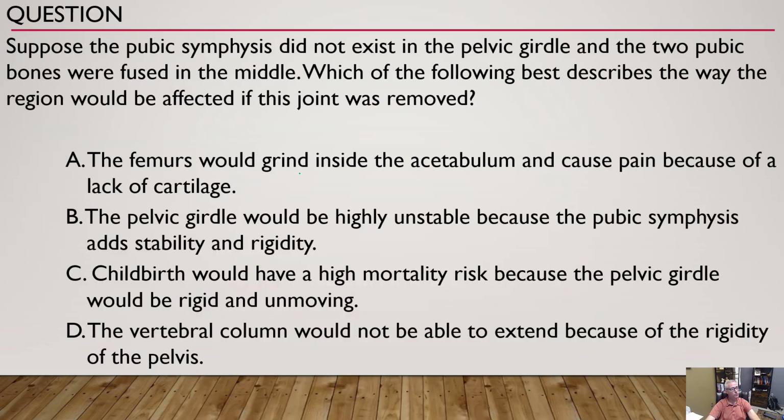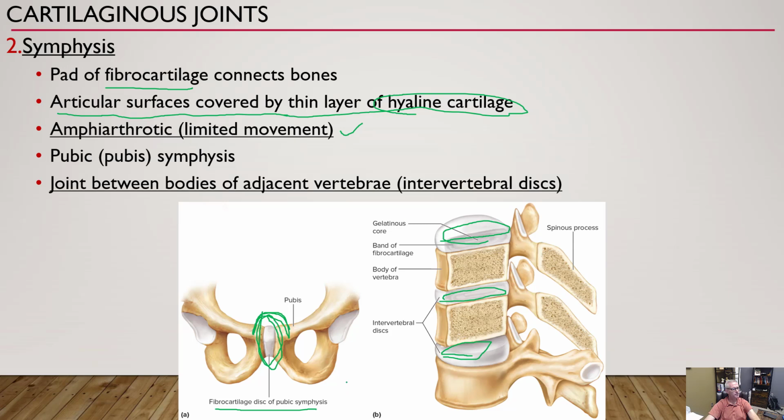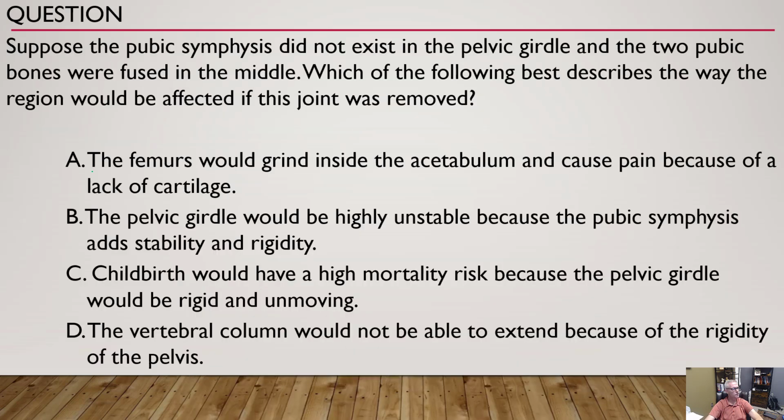So the femurs would grind the inside of the acetabulum, causing pain because of a lack of cartilage. So basically the femur is like a ball and socket joint. The ball of the femur actually comes in here, and your femur kind of goes down this way. So in answer A, the femur has nothing to do with this pad of cartilage right here. So we're going to cross off A.